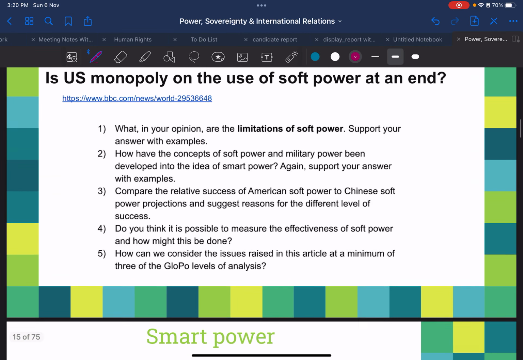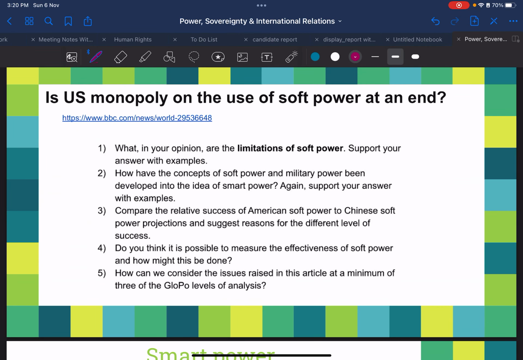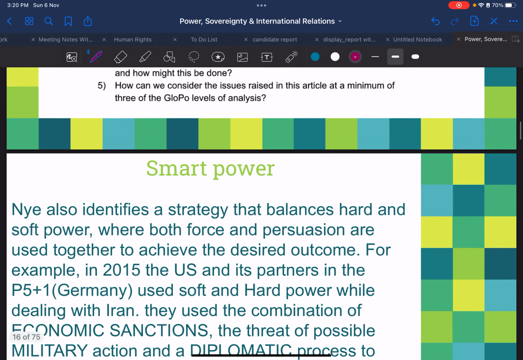Now there's one more article, or we can have a discussion in the class regarding this article, or you can add many more points from your side. What do you think about the US monopoly on the use of soft power? Do you think that US soft power is decreasing because of the overusage of hard power? If yes, then state some examples. So you may read this article, come prepared with some facts and figures, and we'll have a discussion in the class regarding that.